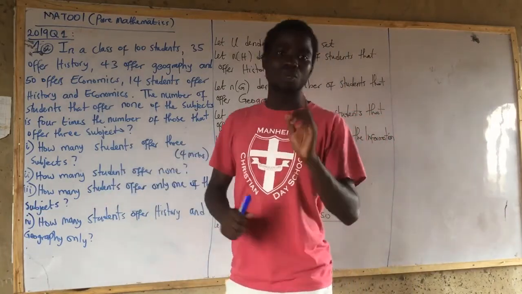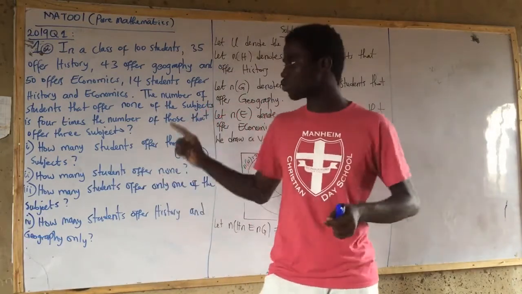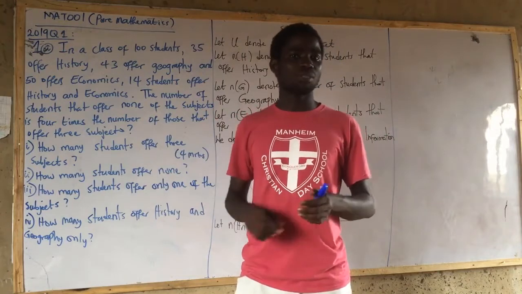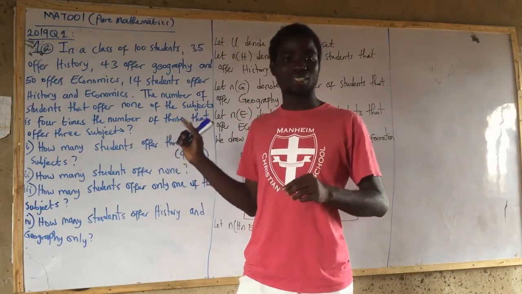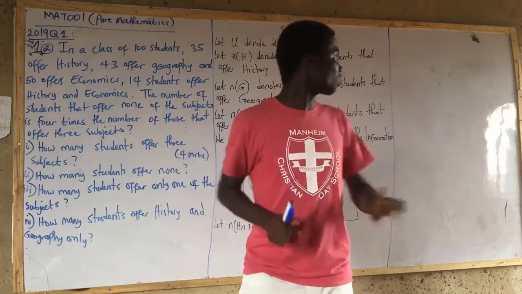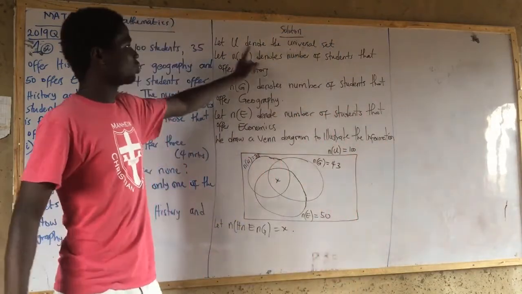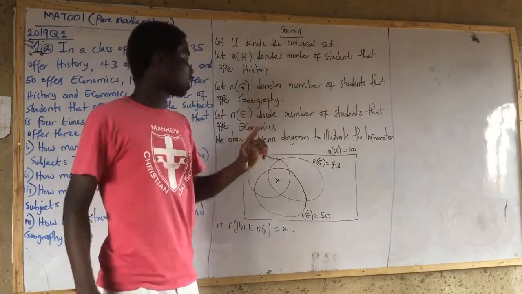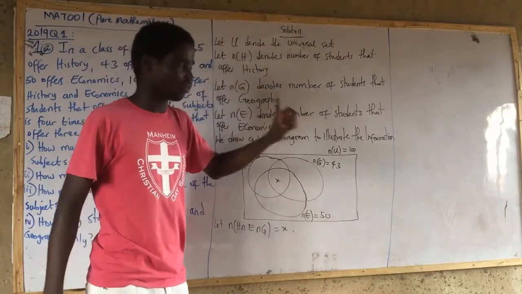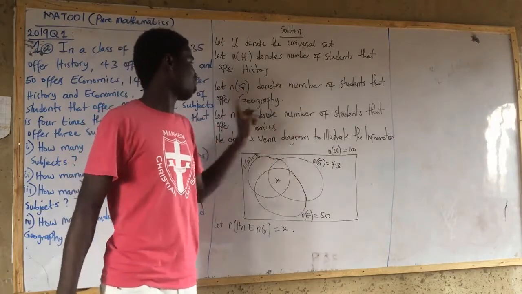Now, look at what you are going to do. Whenever you see this type of question, think of Venn diagram. You need Venn diagram to answer this question, and it will really help you a lot. Now, look at what I'm going to do. Look at what I've done now. Let U denote the universal set. Let n of H denote the number of students that offer history. Let n of G denote the number of students that offer geography.